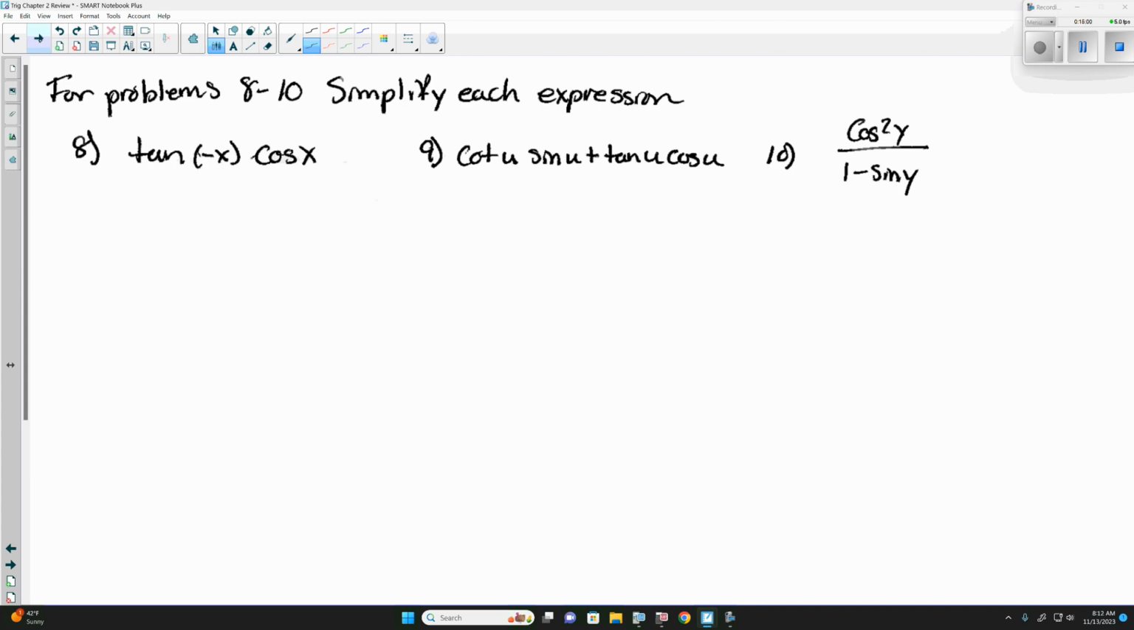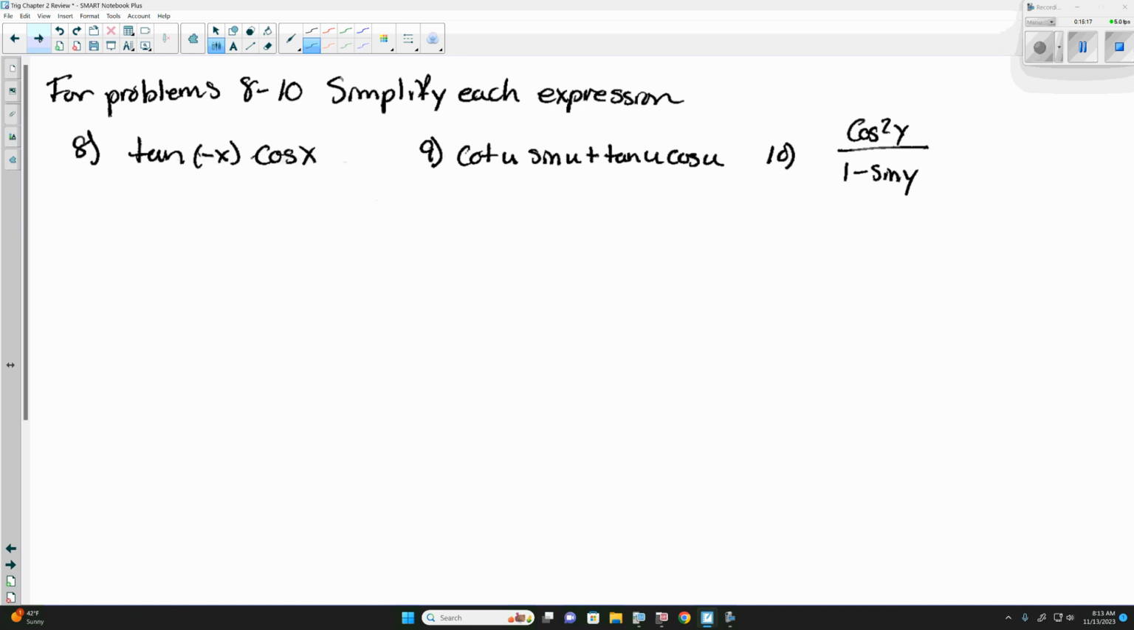Simplify each expression. Which one do we want to look at first? Number 9: cotangent of u times sine of u plus tangent of u cosine of u. So we want to simplify this as far as possible.